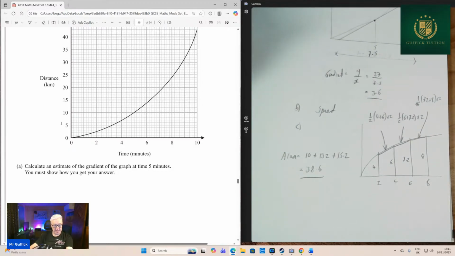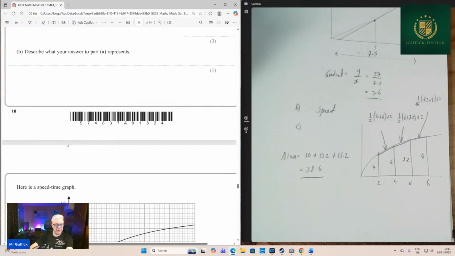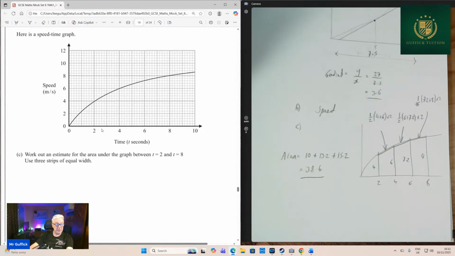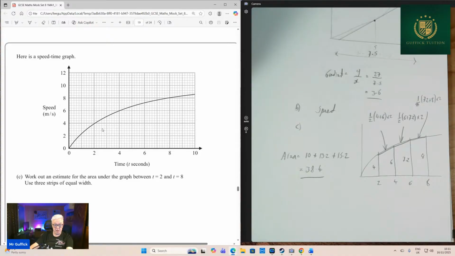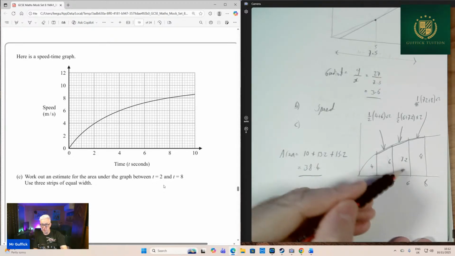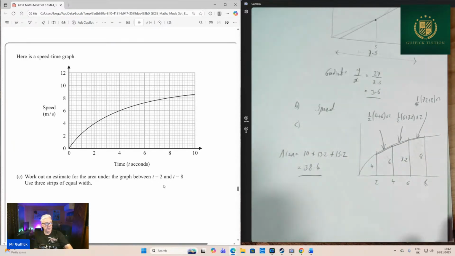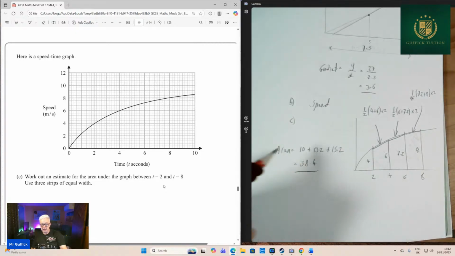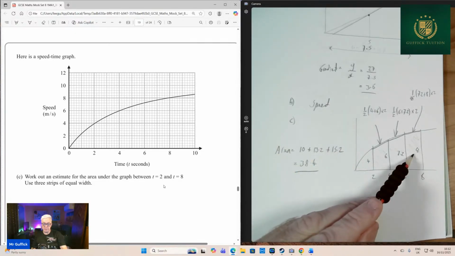Okay, so right, next bit. Now this bit again, super important. This is a gift, considering this is right near the end of the paper. This is worth quite a few marks, and it's really quite nice. So it says work out an estimate for the area under the graph between t equals 2 and t equals 8. And it says use 3 strips of equal width. So we've got to try and work out the area underneath the graph in this region here that I'm shading now. And the way that we do that is we've got 3 trapeziums, you can see.